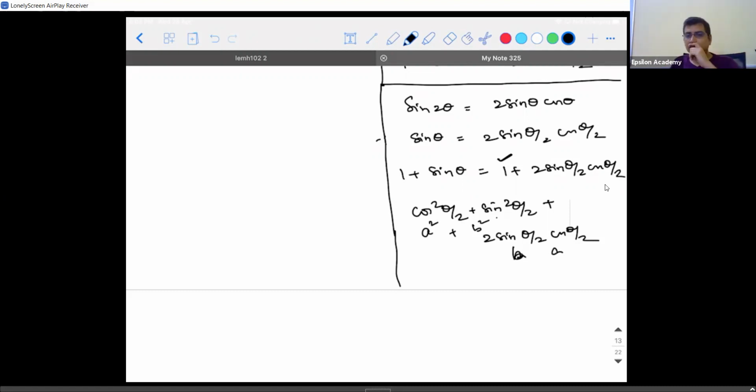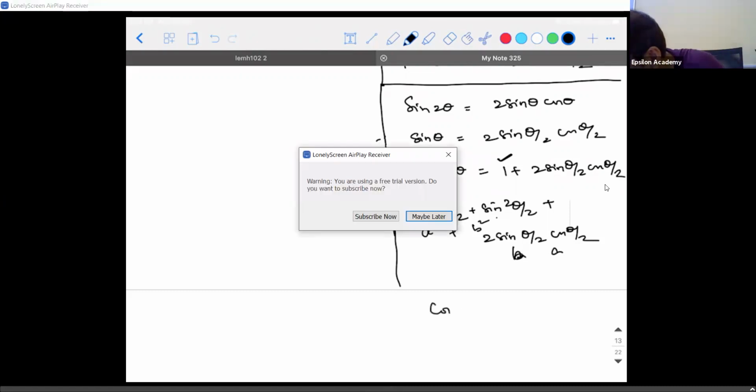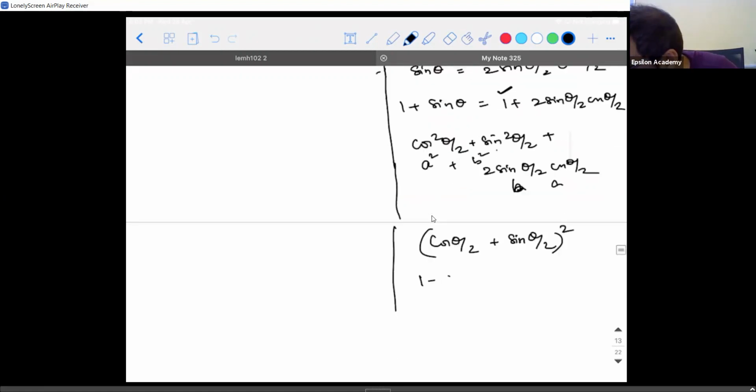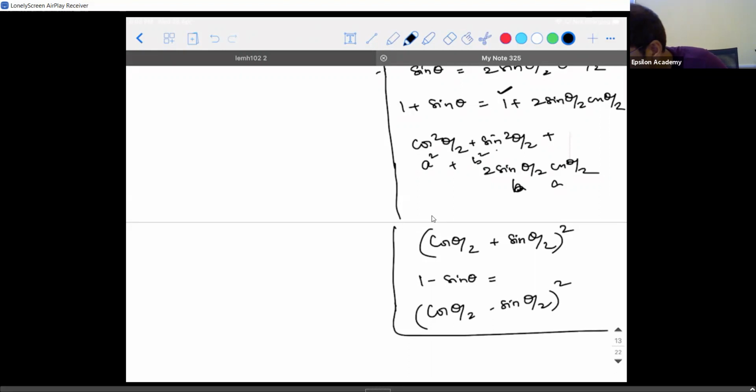Sine theta by 2 plus cos theta by 2, the whole square. Is it not cos theta by 2 plus sine theta by 2 the whole square? In a similar context, what will 1 minus sine theta give me? It will give me cos theta by 2 minus sine theta by 2 the whole square. This part I am leaving it to you, because you know how to do it.